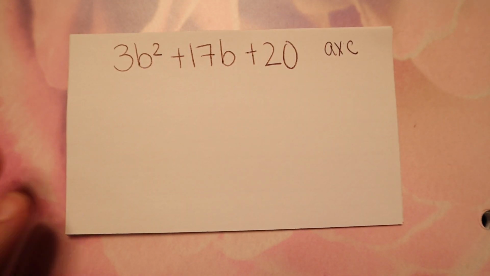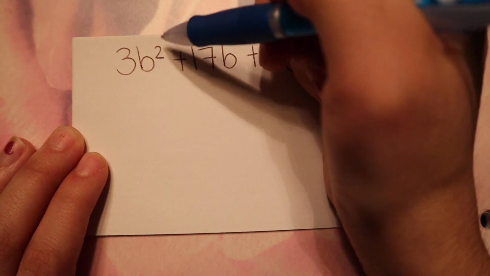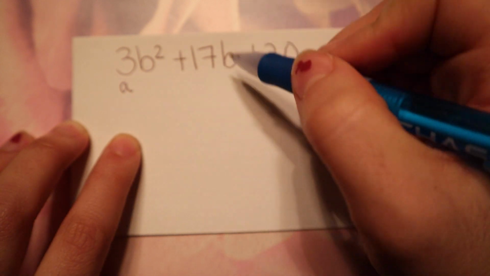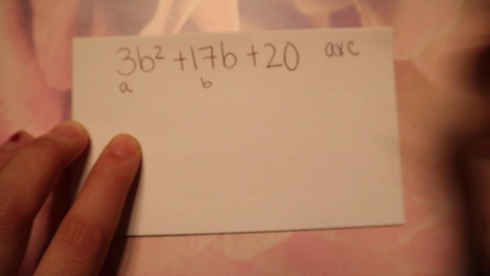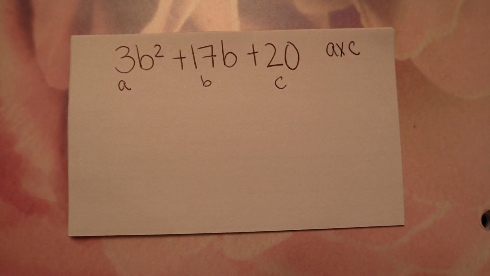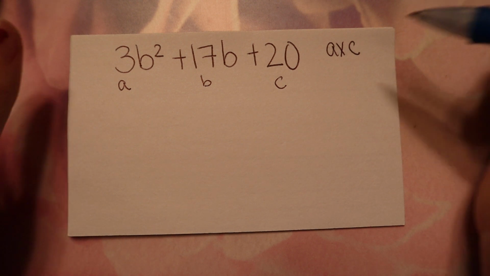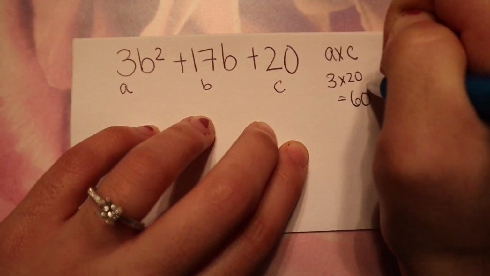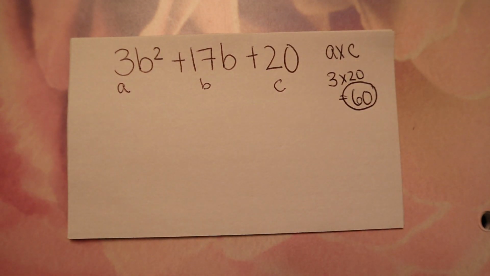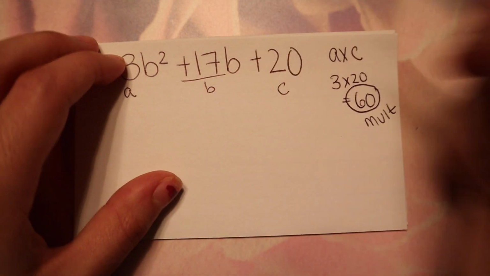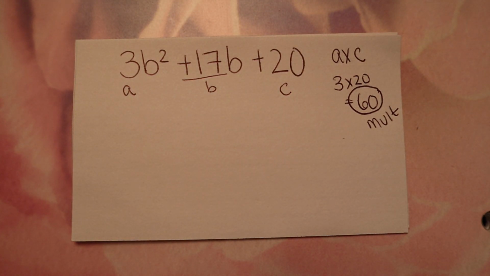So for this method, the number in front of the b squared or x squared term is always known as A. The number in front of your single variable is always known as B. And just the lone number is always known as your C term. The way you approach these factoring problems is that you multiply A times C. So 3 times 20 is 60. Now I'm going to go through a similar process. I'm going to see what multiplies to 60 but adds to 17. So I'm still doing something very similar to before.